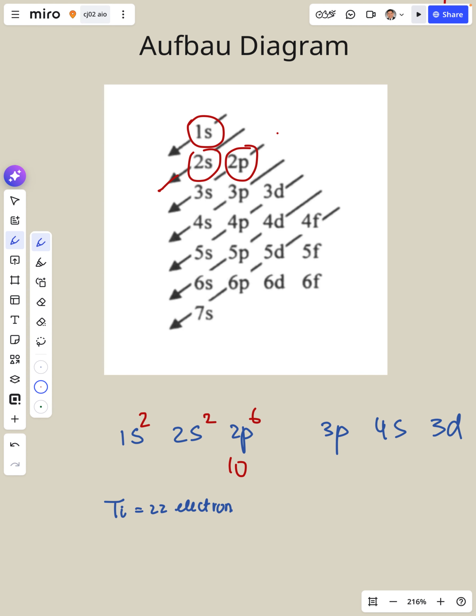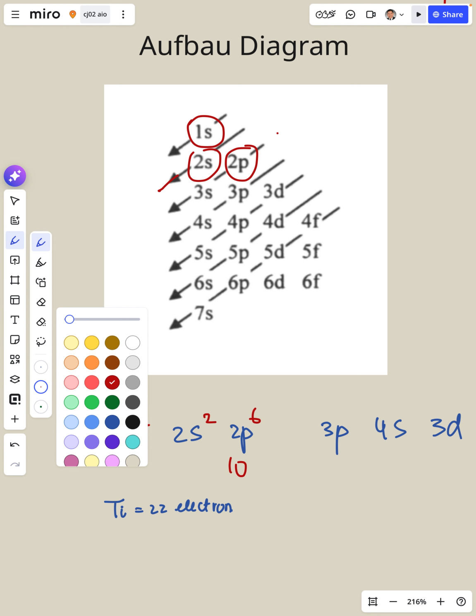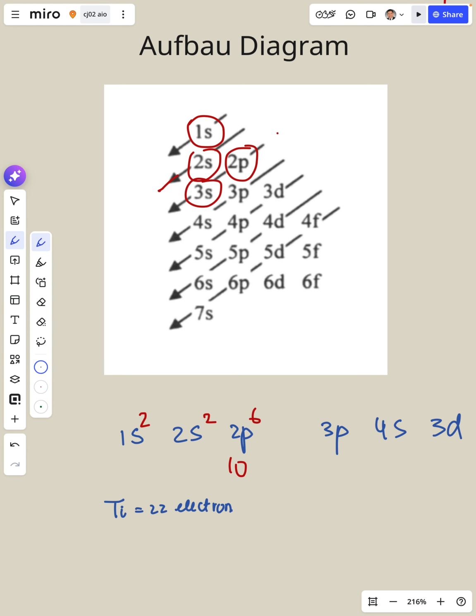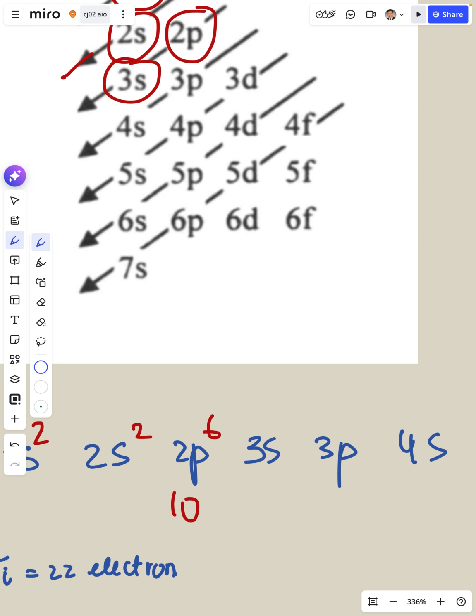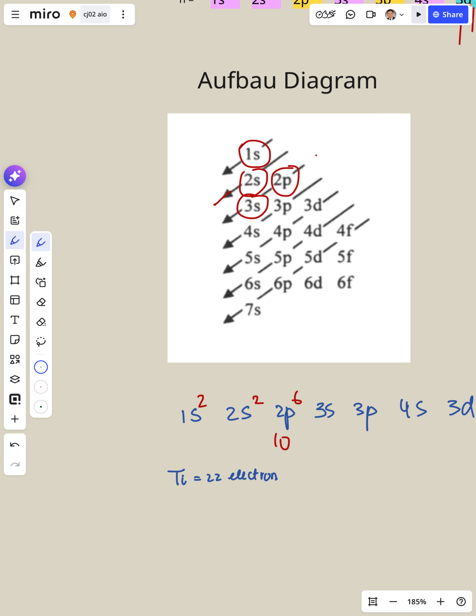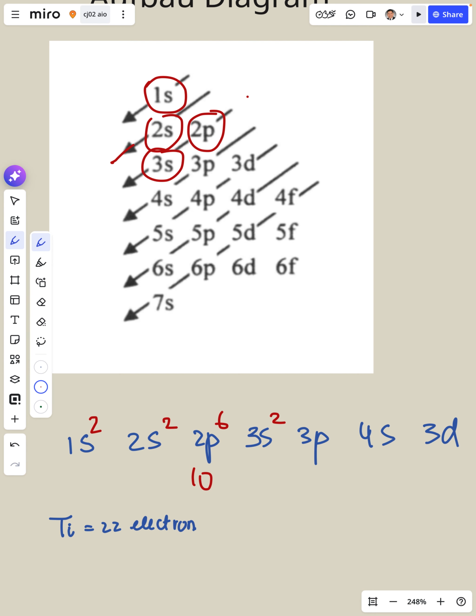Then after 2p, what must we write? 3s. So you must put the 3s. How many electrons there? 2. So we have 12 until here.